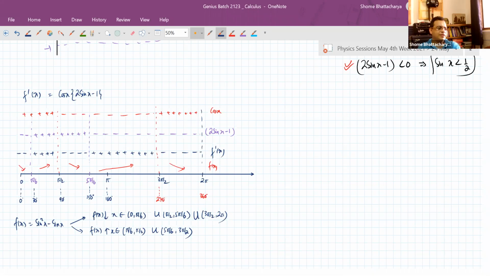But I will show you some exceptions later, for which it is very important for you to understand this thing also. That not only how to find the maxima minima, but also to find the intervals where the function is increasing or decreasing.